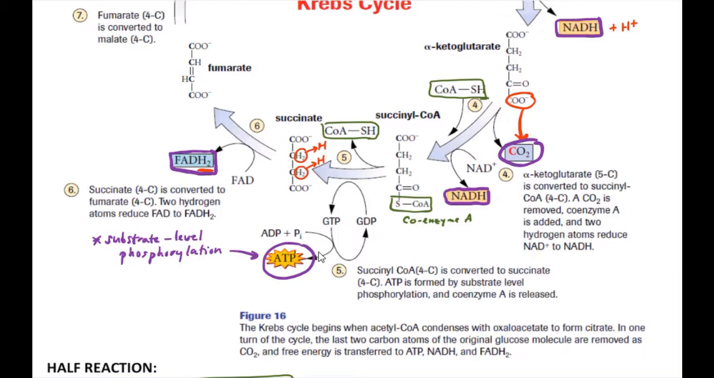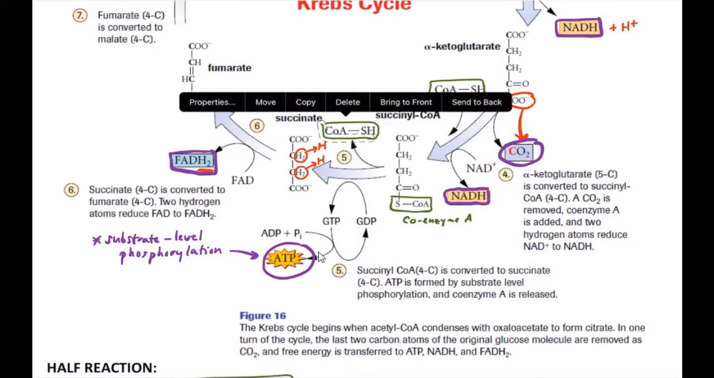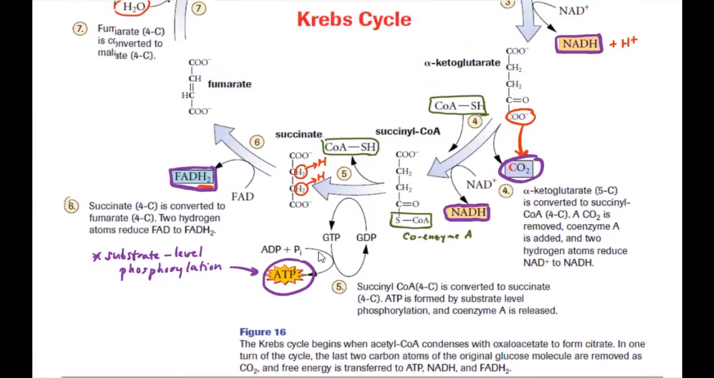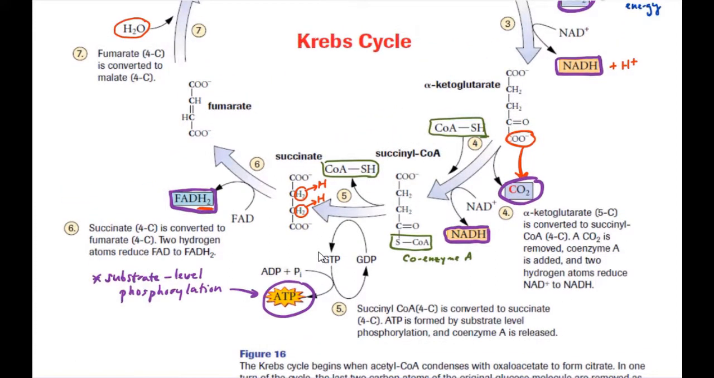So after I steal this energy and I'm able to phosphorylate the GTP, which then helps me phosphorylate ADP to ATP, I have one more chance to steal electrons from between succinate and fumarate. So I make an FADH2.